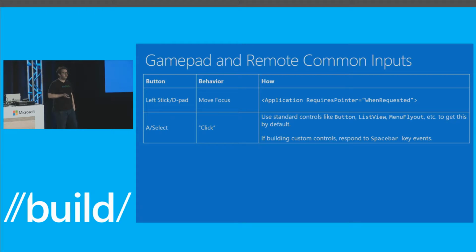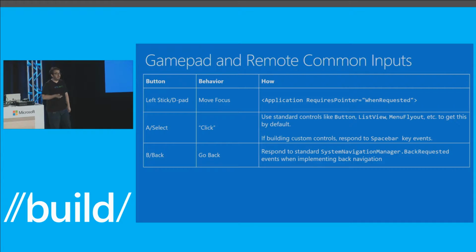For A and select doing click, as long as you're using the built-in controls, those have all been updated to listen to this input correctly. So if you use a button, just listen to the click event, and it'll get fired when someone hits A on it, or a list view, or a menu flyout, and so forth. All the controls are just hooked up correctly. If you're writing your own custom control and you're not using our controls, what you should listen for is the spacebar key event. And by the way, that's something you should already be doing to make your app work well with the keyboard, for keyboard users and accessibility and so forth. So it's just building a good UWP app, this kind of works for you.